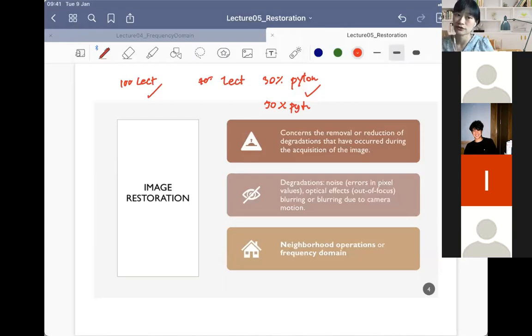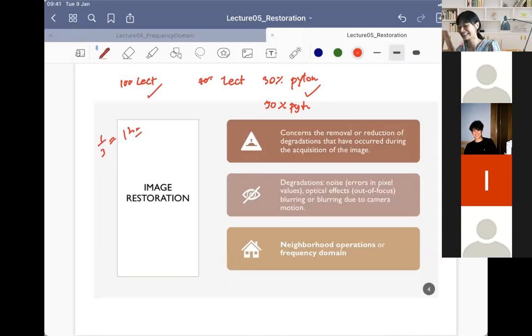So I was trying to balance. I think it would be nice to take a look at some code, even though I actually put it in the lecture, so hopefully you can try it at home very easily. But it would be nice to do it in the class as well. Okay, 60% lecture, 40% Python. So one third, probably about 1 hour.